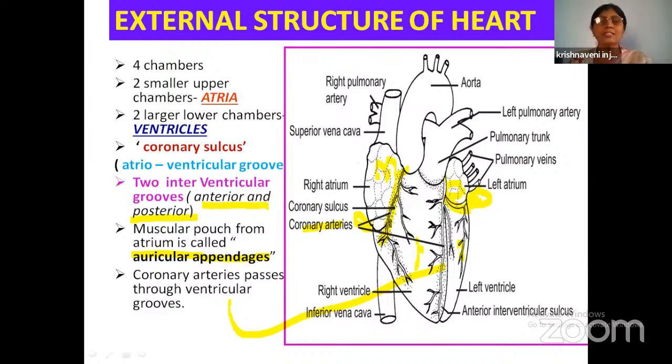Already I told you that it is the groove, the coronary sulcus. What is that groove? This is the anterior and posterior ventricular groove. So through it, the coronary arteries are passing. When you watch the external heart, you can see these grooves and coronary arteries like that.